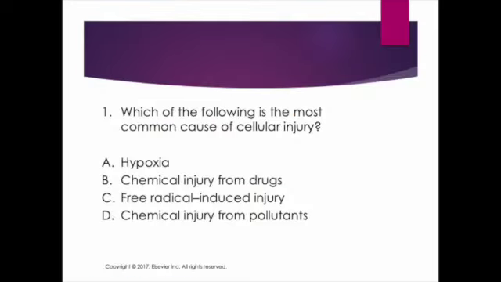But which of the following is the most common cause of cellular injury? This is just a review to see if you've captured the last 30 minutes. And the answer here is hypoxia. It's caused by a decrease in oxygen in the environment, decreased hemoglobin or red blood cells, or a cardiovascular collapse. These are the most common causes of cellular injury. Now, chemical injuries, free radical injuries, and chemical injuries from pollutants are also types of cell injuries, but they are not the most common. Hypoxia is the answer.